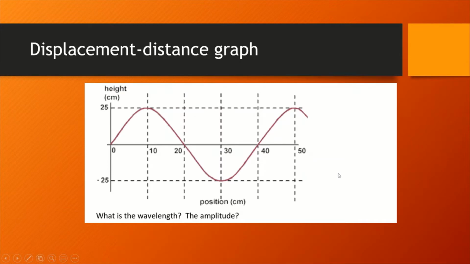Let's look at this graph. Can you tell me what the wavelength is and what the amplitude is? You see, from crest to the next crest, this is our wavelength. So it will be 50 minus 10, that gives us 40 cm. And the amplitude, this is our amplitude, so it is 25 cm.